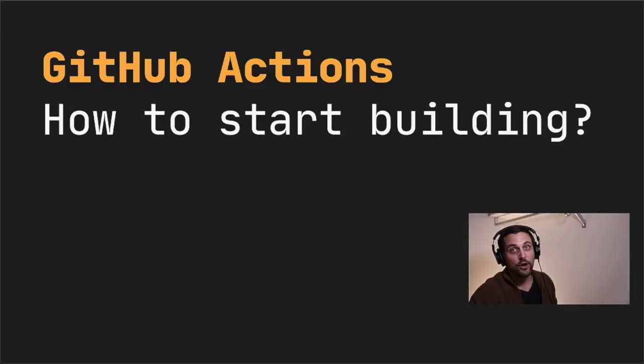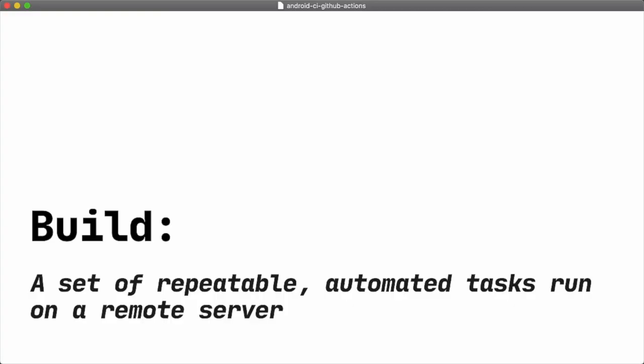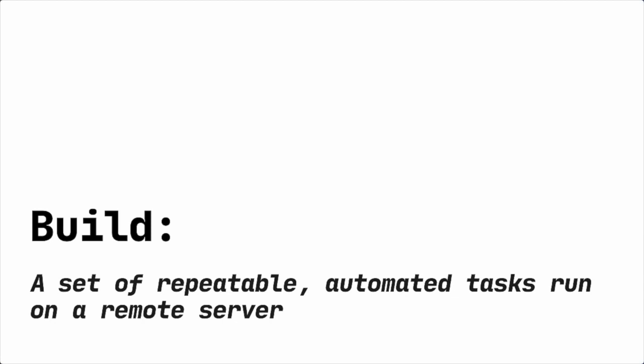All right. So let's go ahead and jump into GitHub Actions, and let's start seeing how we actually build for GitHub Actions. So first off, I want to just define some vocabulary here. I want to make sure that we are all speaking the same language as we go through this talk. So first off, what is a build? Well, I like to think of a build as a set of repeatable, automated tasks run on a remote server out there.